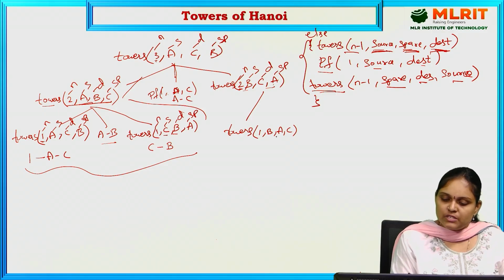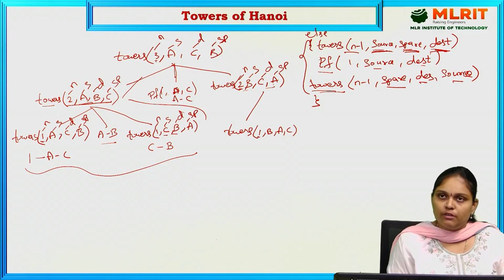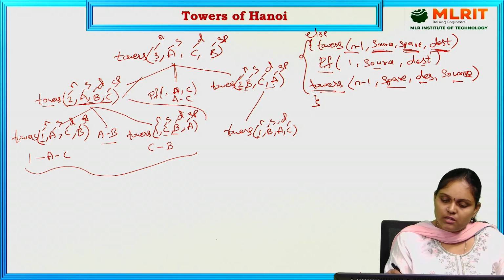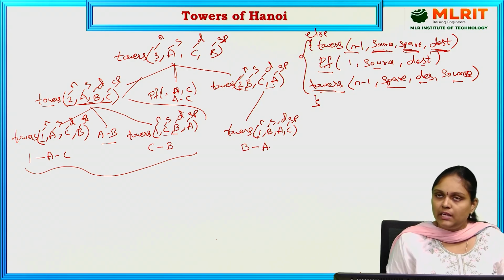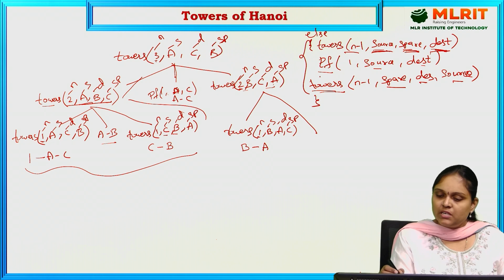So again in the towers function, num is equal to 1. If num is equal to 1, this is n, this is source, this is destination and this is spare. And now we are moving from source to destination. Source is B and destination is C. And the next statement is printf source to destination. So B to C. And then next we have one more statement.